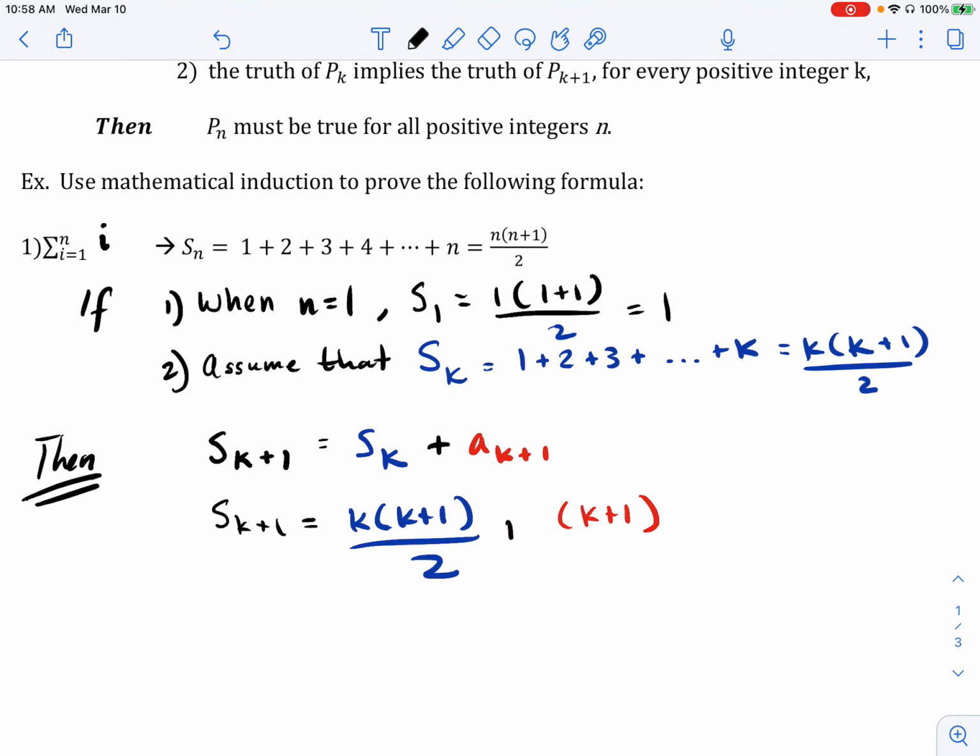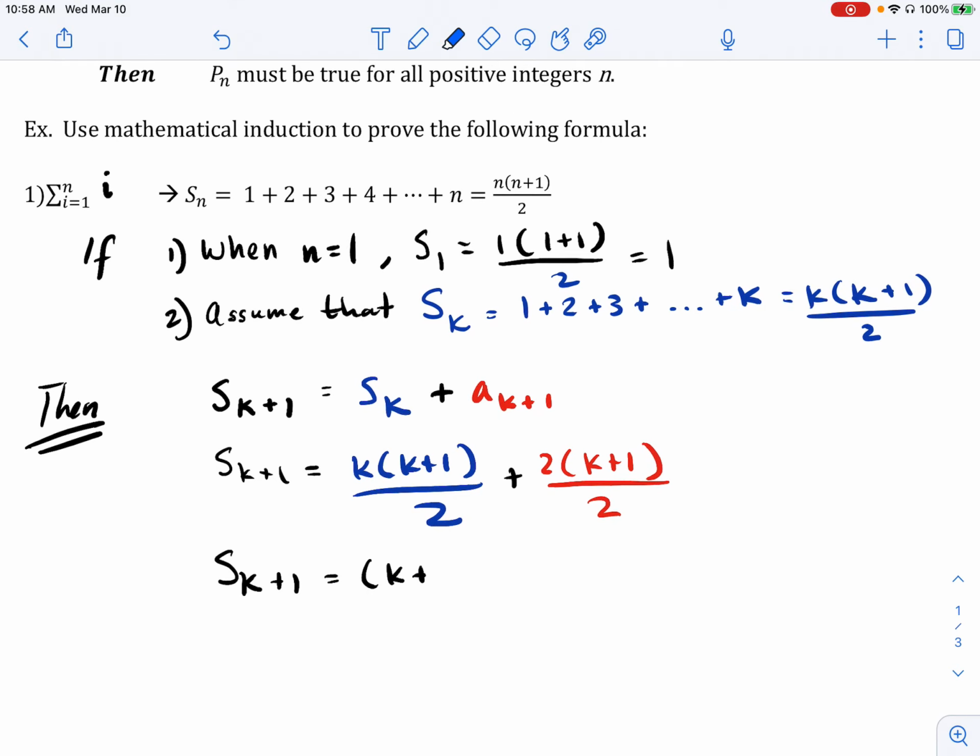Now, in order for me to add these two fractions, I want to make sure that I have the same denominator. So I'm just going to go ahead and write all of that over 2. Now let's clean that up a little bit. So S sub k plus 1 is equal to k plus 1, and let's see here. I notice that there's a common factor of k plus 1 in both of these terms. So let's factor that out, and what's left over is k plus 2, all of that over 2.